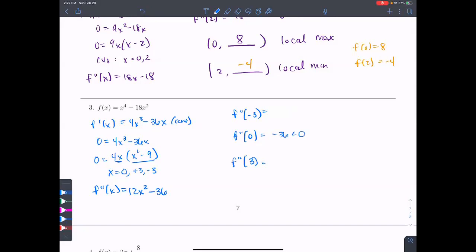If you plug in negative 3 to f double prime, that would make it 12 times 9, which is much bigger than 36. So this would just be positive. I don't know how positive. Same thing when you plug in 3, it'll just be positive. So we have up like a cup, which gives us a local min. We have down like a frown, which gives us a local max. And another up like a cup, which gives us a local min.